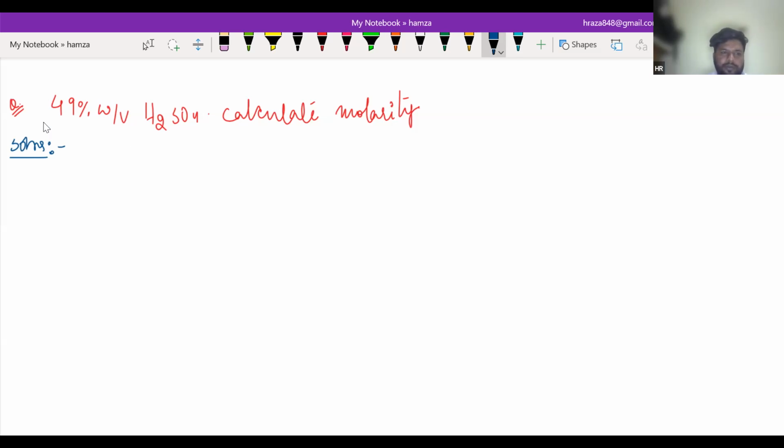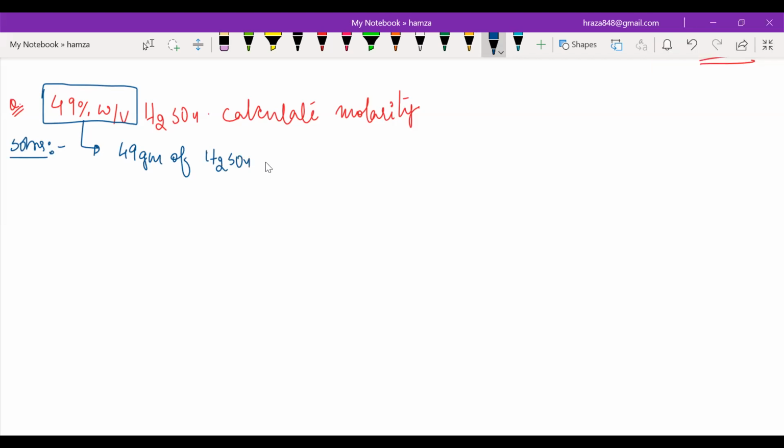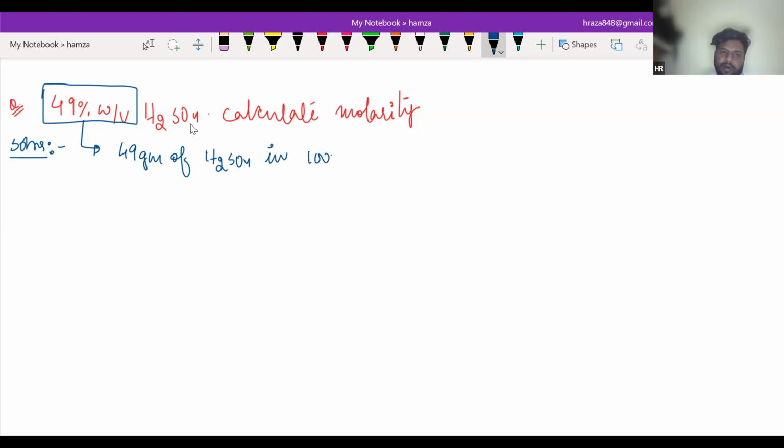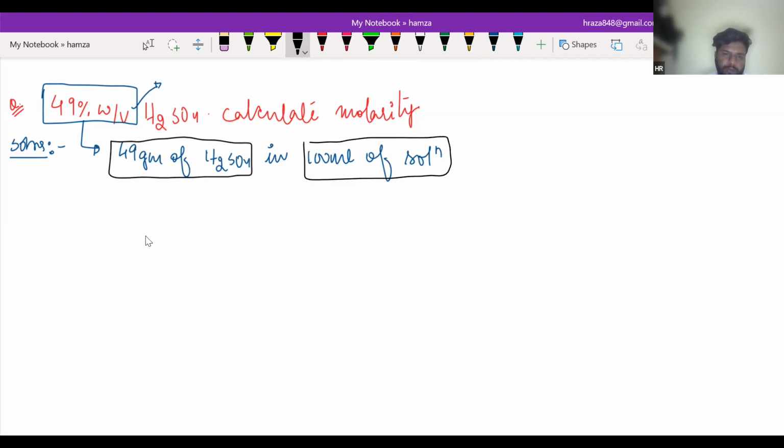See what we have. 49% weight by volume. What does this mean? 49 gram of H2SO4 in 100 ml, not gram. Yeah, 100 ml, sorry. In the denominator it is volume, so 100 ml of solution. After writing this definition, you can see the given mass of H2SO4 is given and the volume of solution.